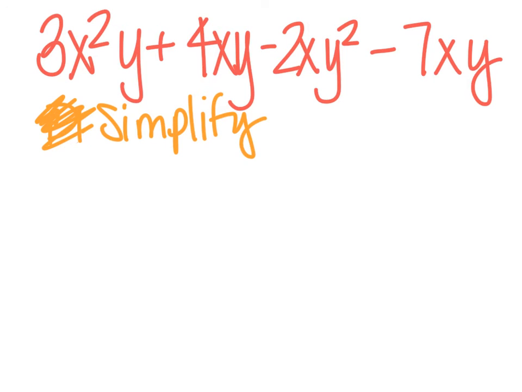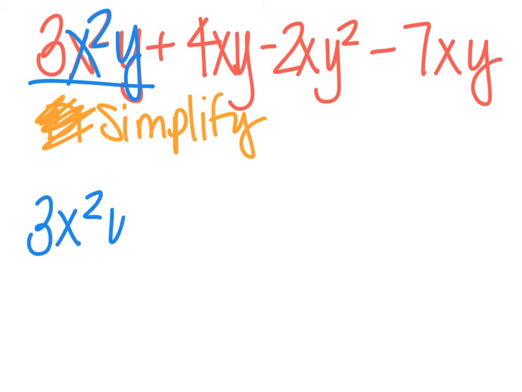So again, we are simplifying this expression. Simplifying means we're combining our like terms. Now this one's a little more complicated because it has a lot of x's and y's, so you've got to pay really close attention. This first one has x squared y. There's nothing else that has x squared y, so this is its own term. So it's going to be part of our answer.